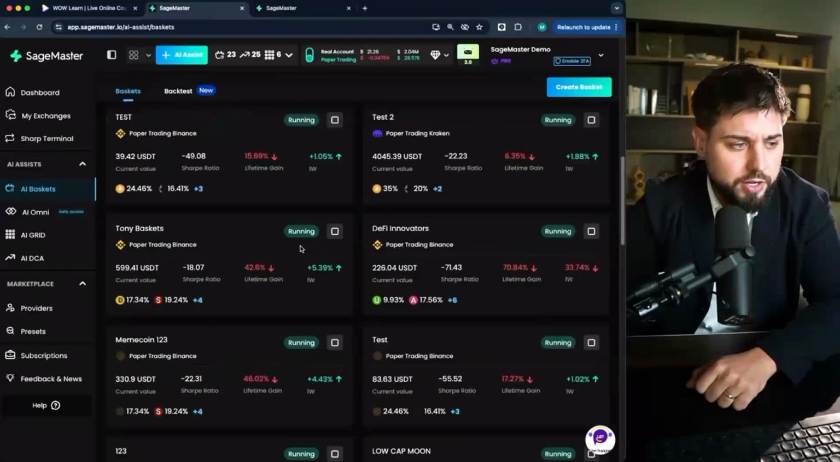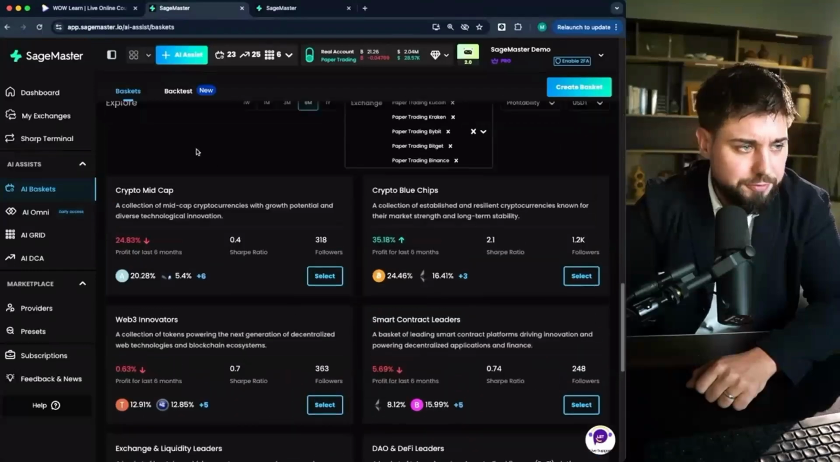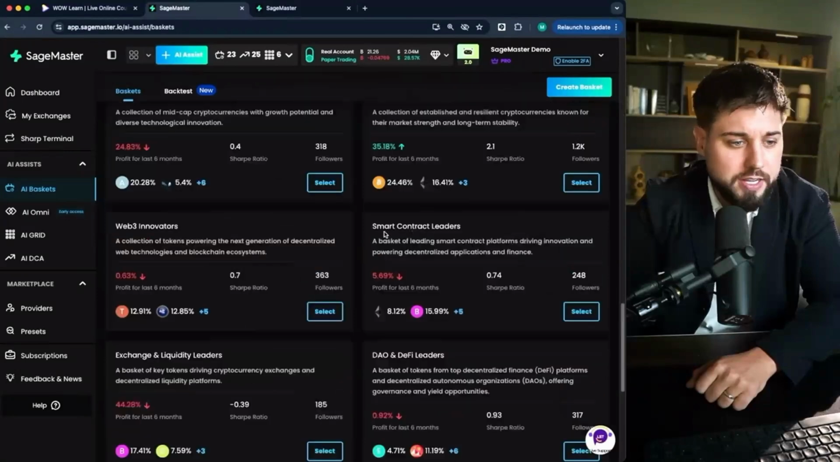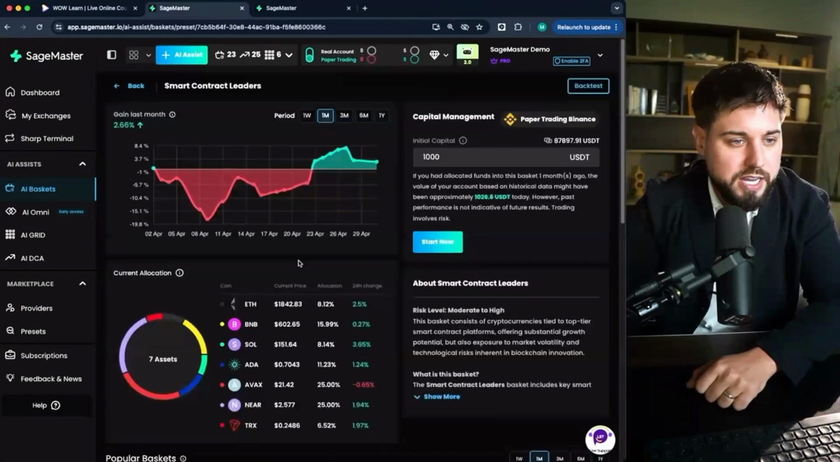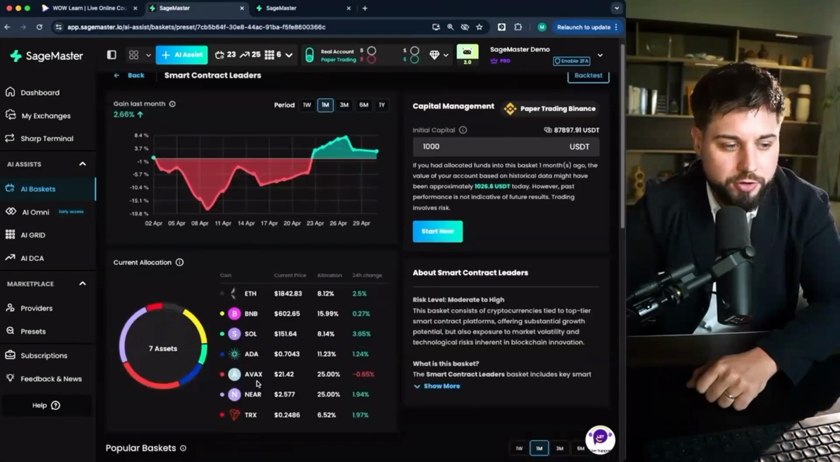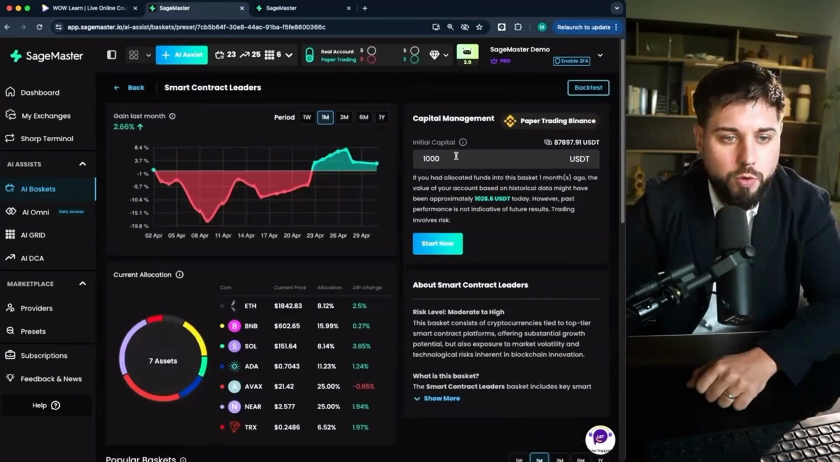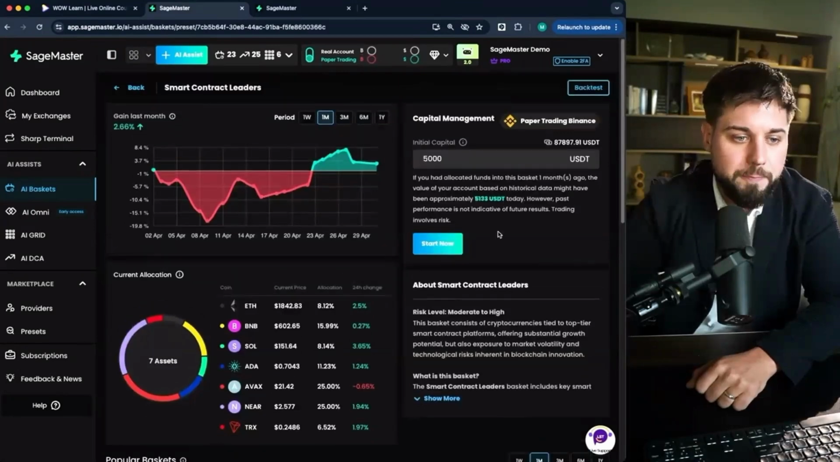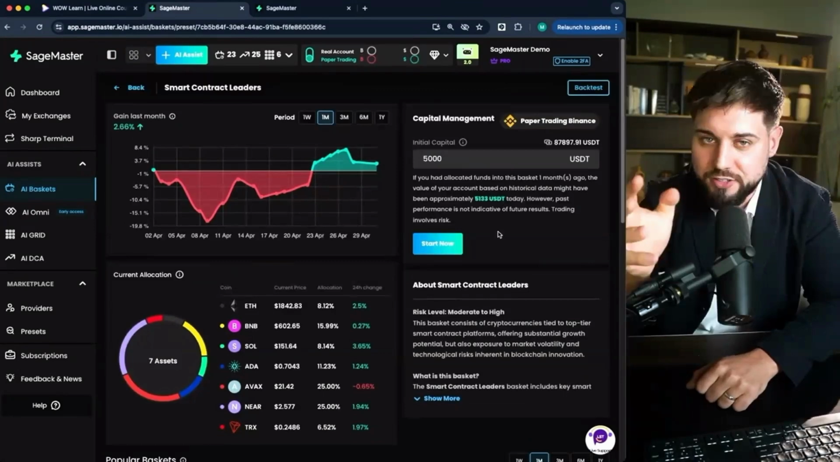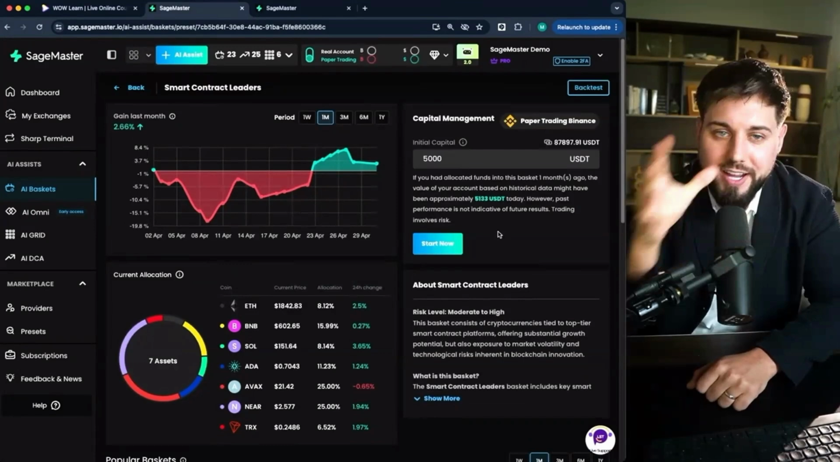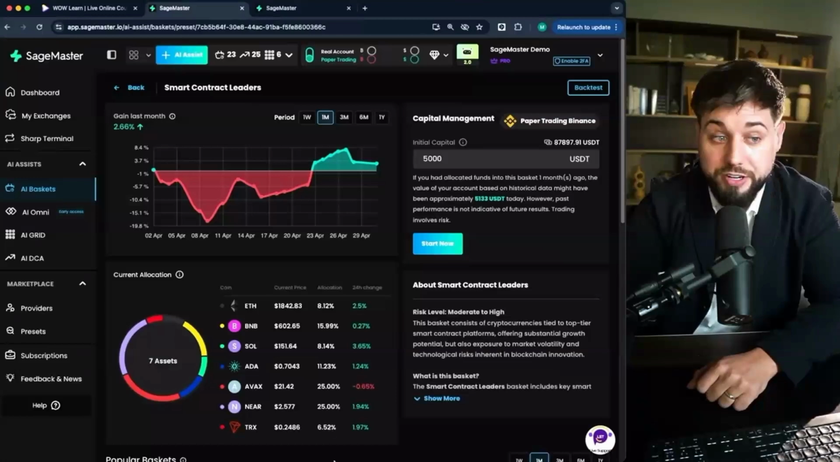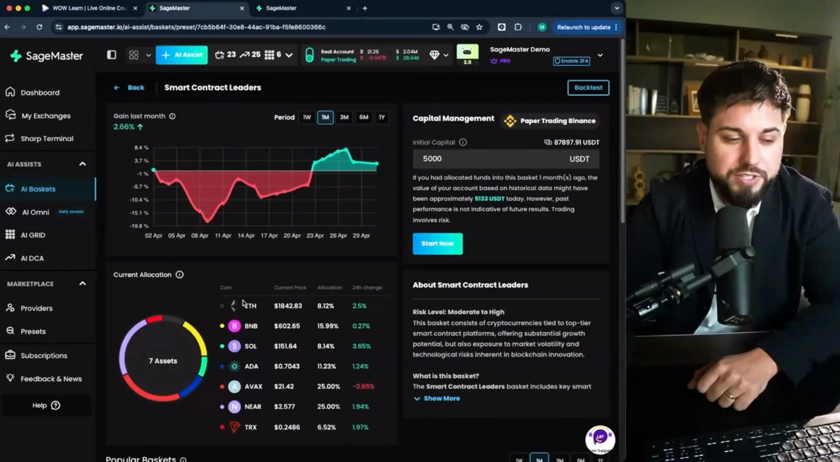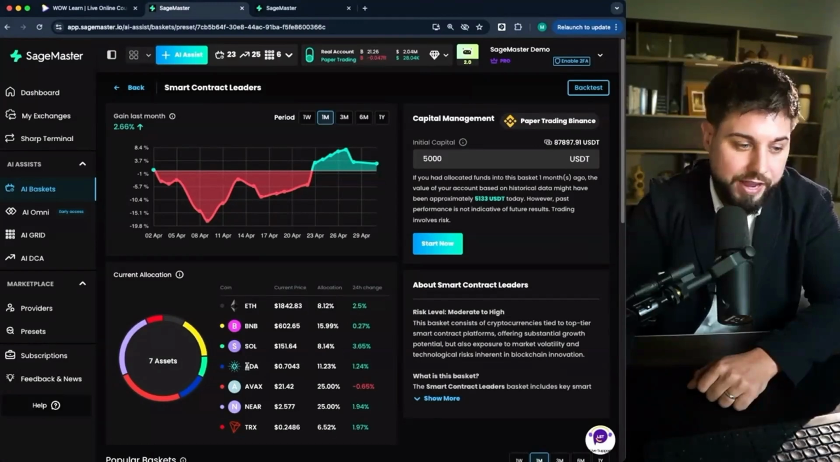As we scroll down, we have a bunch of different baskets of tokens. I'm going to show you, for example, the smart contract tokens. In this basket, you can see there is Ethereum, BNB, Solana, Cardano, AVAX, Near, and Tron. If you were about to start, let's say, with 5,000 USDT on your own exchange, AI will just distribute it into these tokens with this particular allocation. So 5,000 will be 8% in Ethereum, 16% BNB, 8% Solana, 11.2% Cardano, ADA, etc.